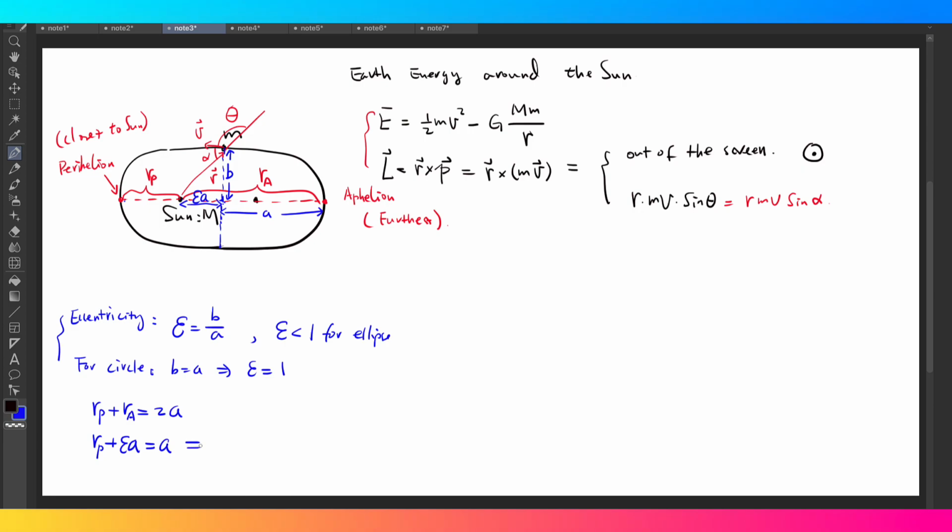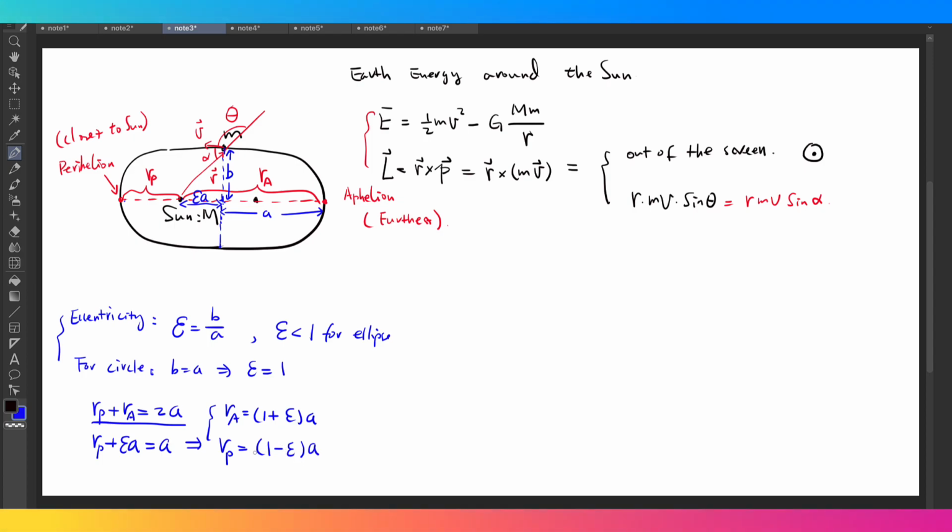Okay, now from there I can say RP equals 1 minus epsilon times A. Okay, and also RA, do the same thing. So RA is epsilon A plus A. Then of course RA equals 1 plus epsilon times A. Okay, so these are the two relations. We don't necessarily need this one, but you can check that if I do RA plus RP, I get back to 2A. Okay, so these are the perihelion radius and also the aphelion distance to the sun in terms of the semi-major axis length A.